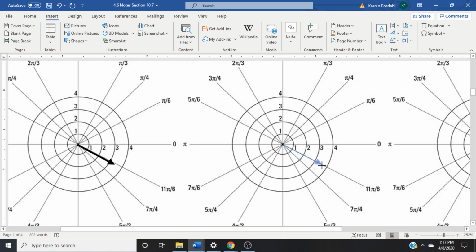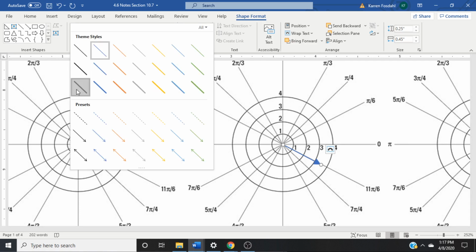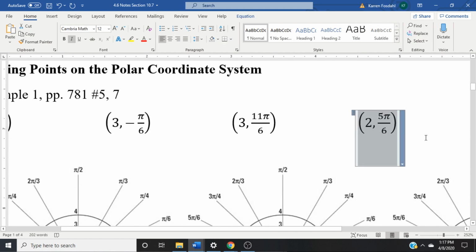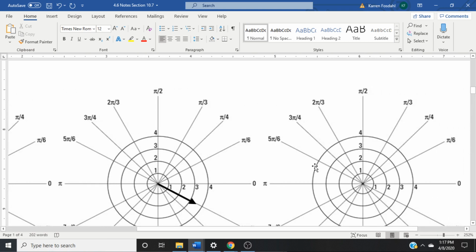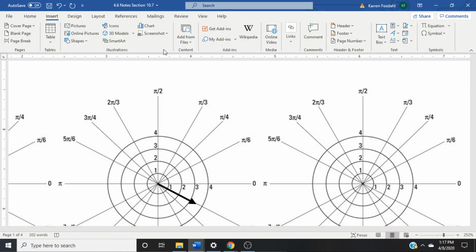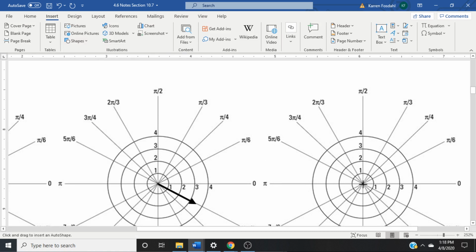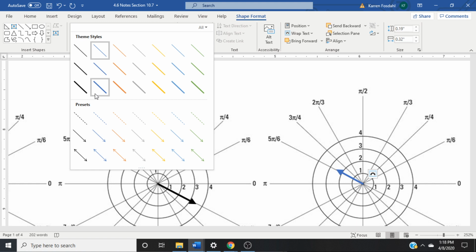So 3 distance, and 11 pi over 6. And the last one, 2 and 5 pi over 6. 5 pi over 6 is right over here. And 2 is 1, 2. 2 radiuses. So insert a shape. We go 1, 2. 5 pi over 6. Let's make this blue. Actually, no, that blends in.